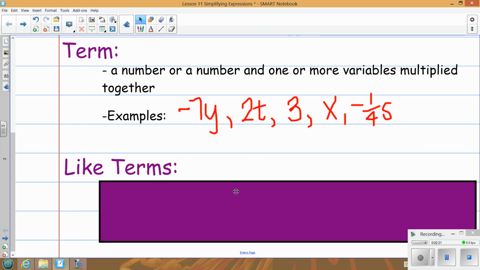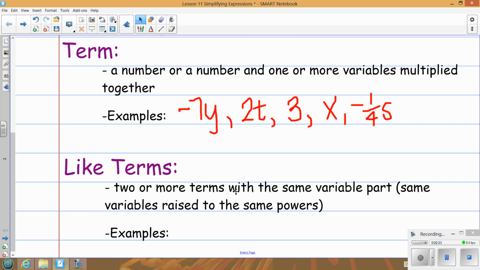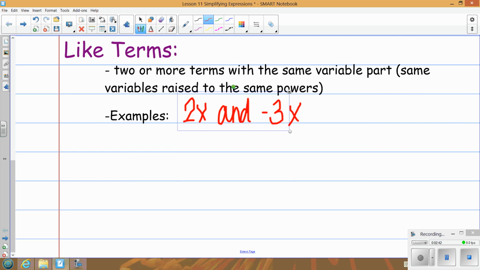So then the last thing here are like terms. What does it mean to be a like term? Well, it means two or more terms with the same variable part, so meaning they have variables that are raised to the same power. Some examples of this would be like 2x and negative 3x. The 2 and the negative 3 are the coefficients, and then the x's are the same variable raised to the same exponent, which is 1 in both cases.